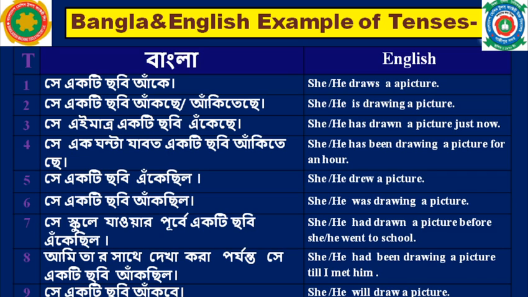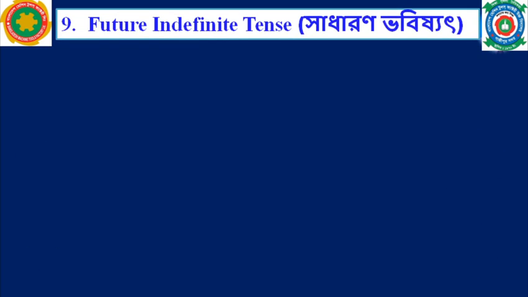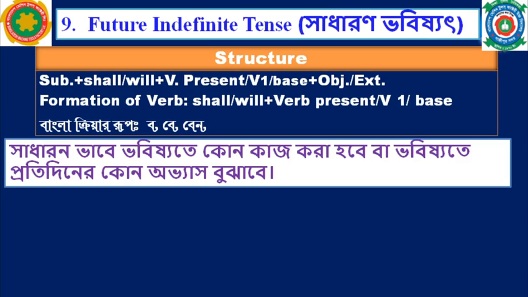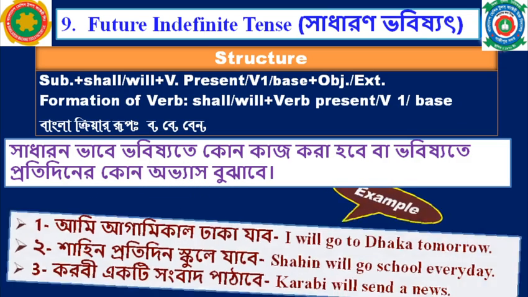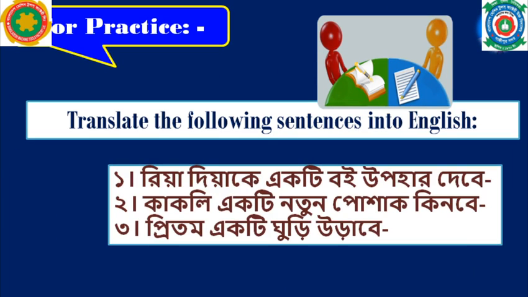He draws a picture. He is drawing a picture. You have to identify this tense. Future indefinite tense. I will go to Dhaka tomorrow. Shaheen will go to school every day. Karabi will send a news. The structure is same. Concept is same. I hope you have understood. It's your task. You will transform it into English. Okay.